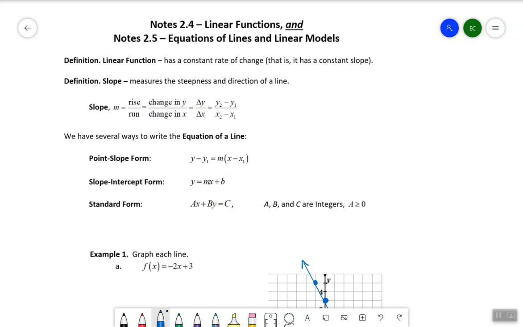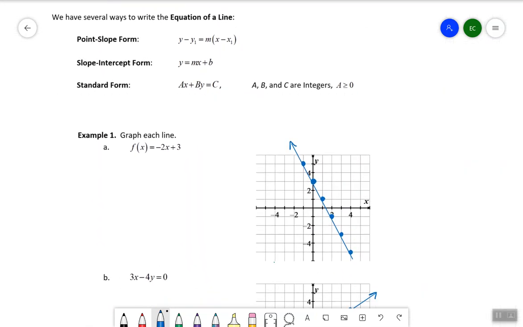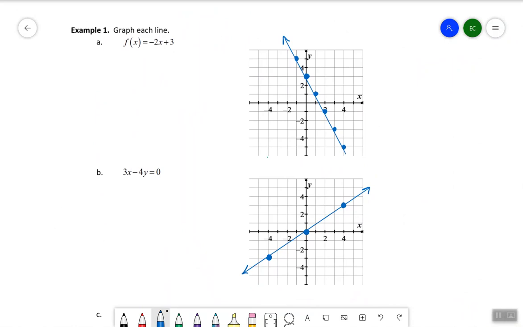We're going through section 2.4 and 2.5. We're talking about linear functions and equations of lines. So far we had a definition of a linear function and a definition of slope, and we learned about point-slope form for the equation of a line and slope-intercept form for the equation of a line. And then in example 1 we graphed several lines.